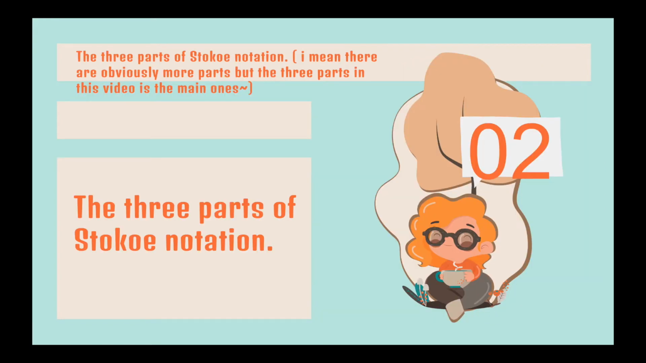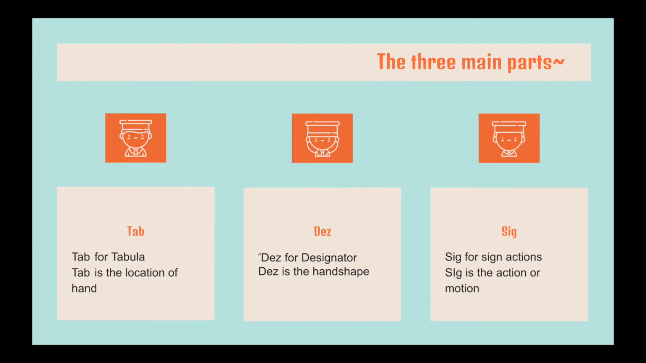Stokoe notation consists of three parts: tab for tabula, dez for designator, sig for signation. Tab is the location of the hand, dez is the hand shape, and sig is the action or motion. Stokoe notation is written horizontally, left to right.